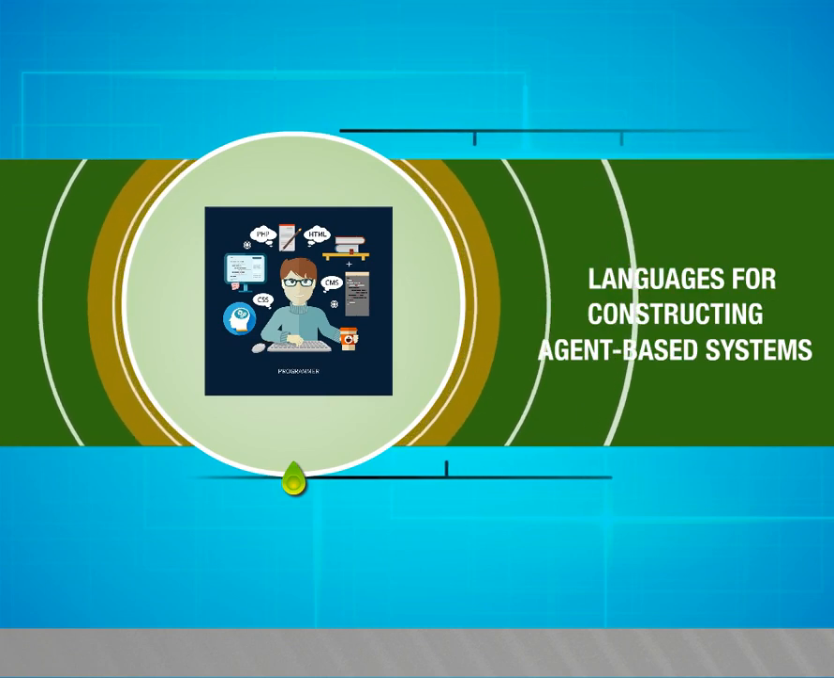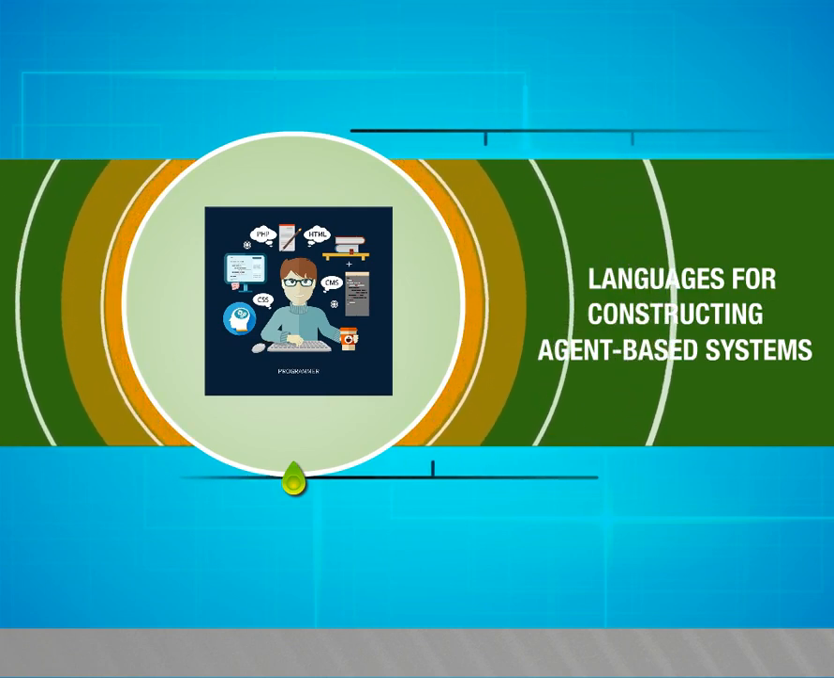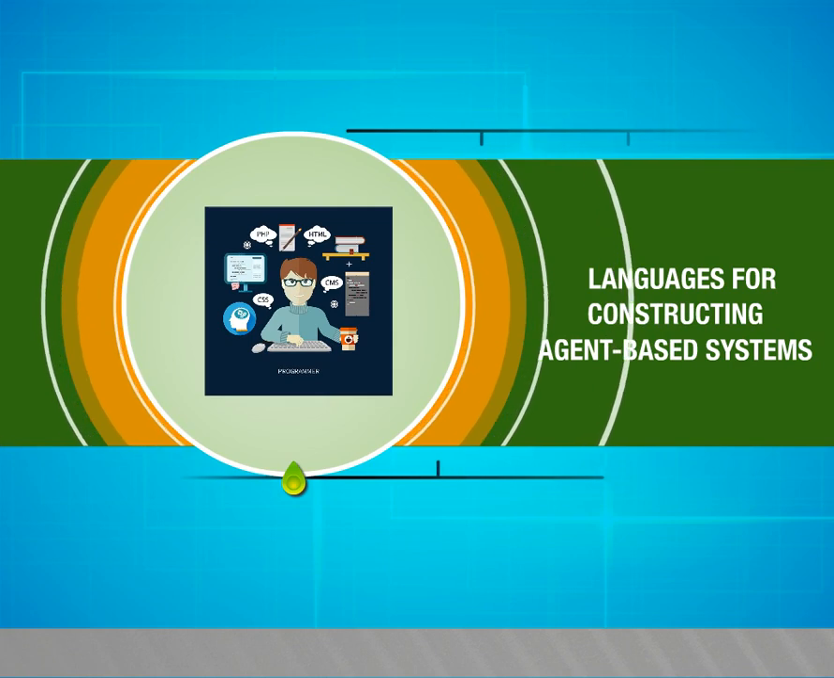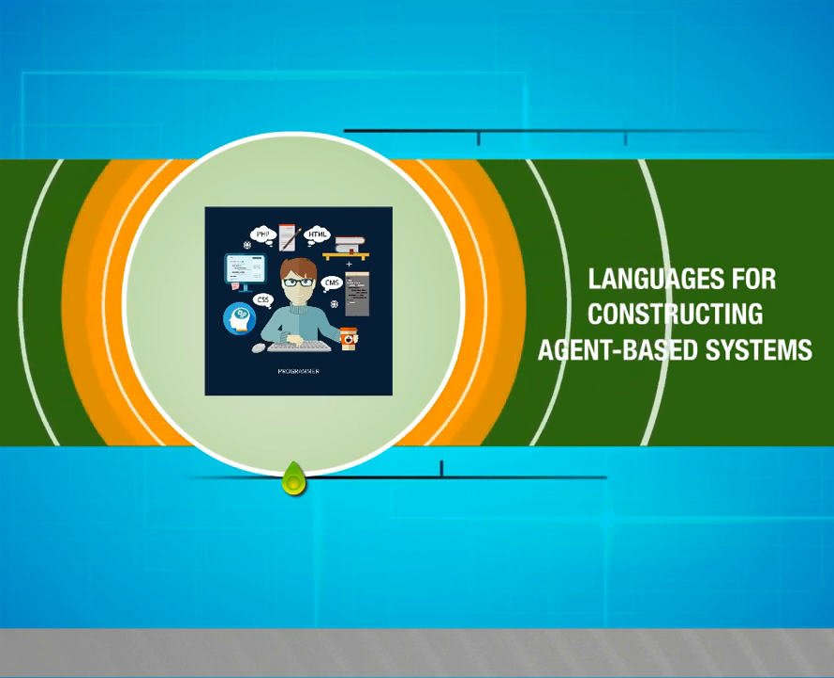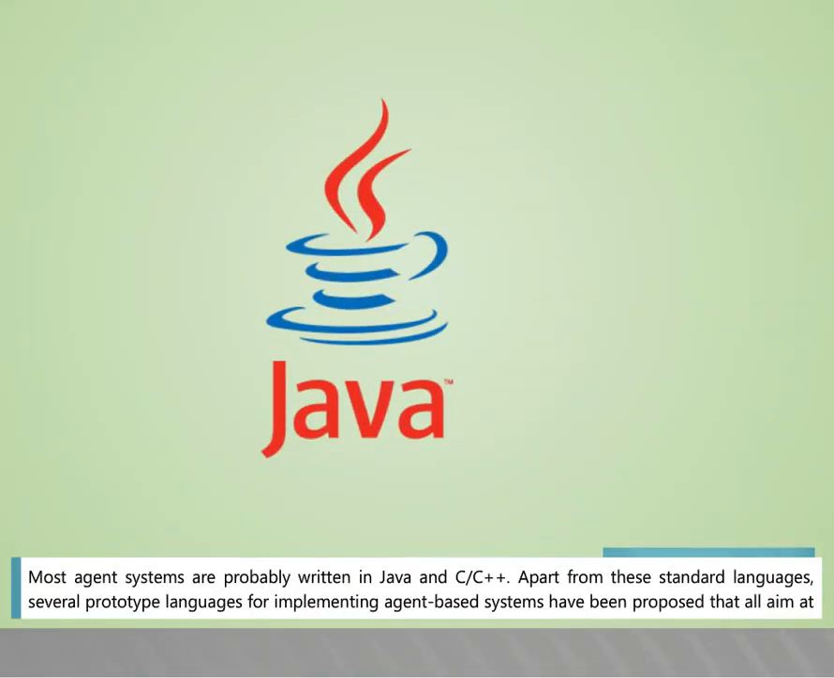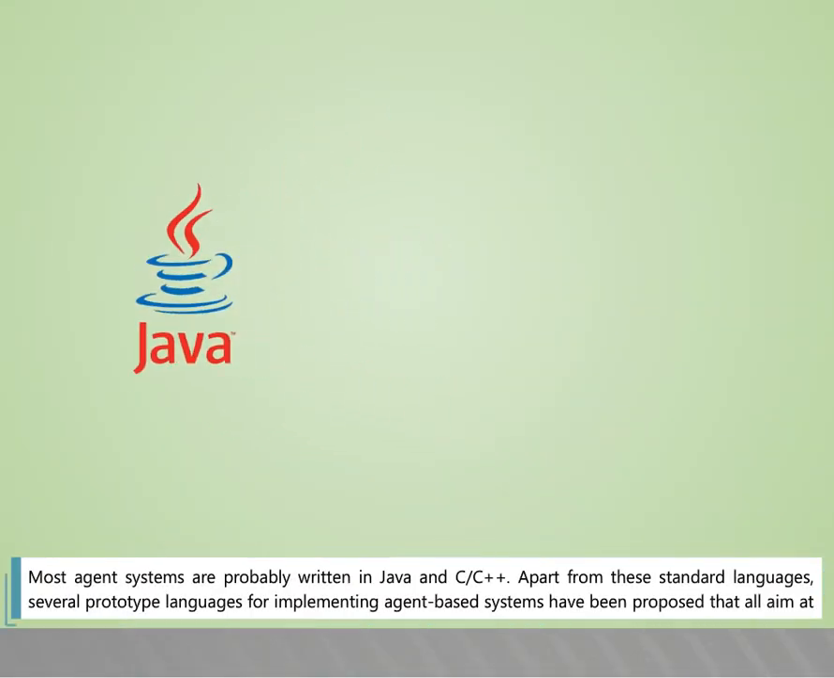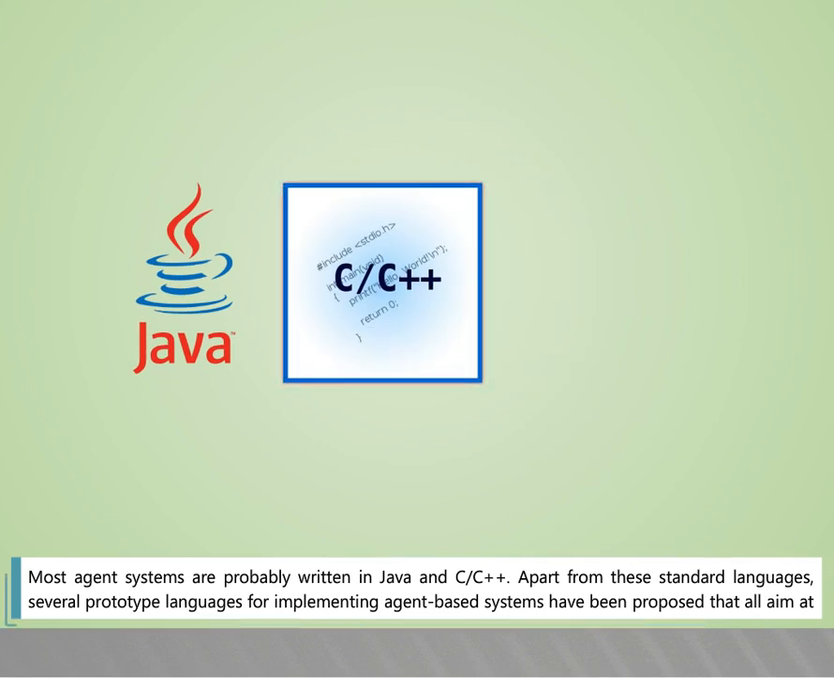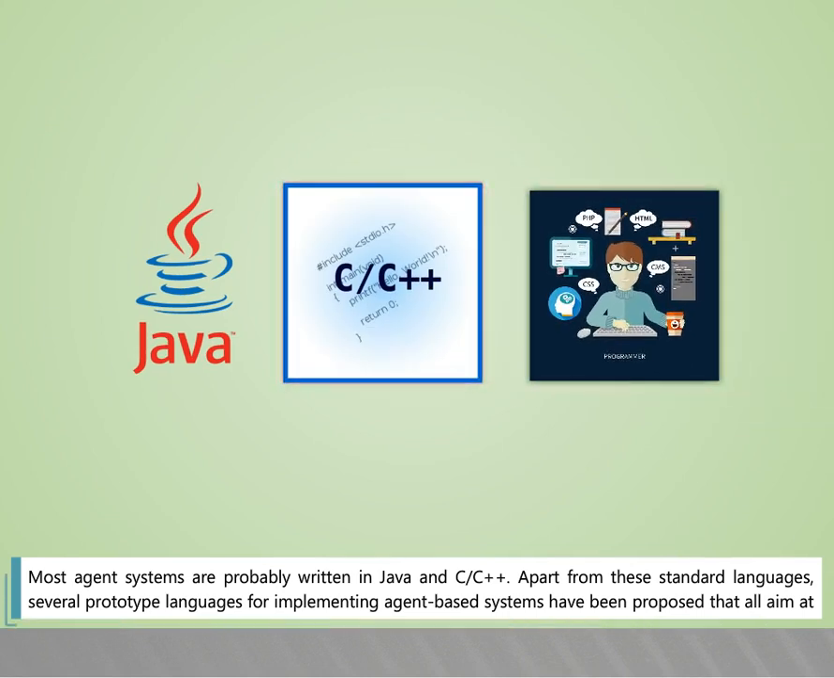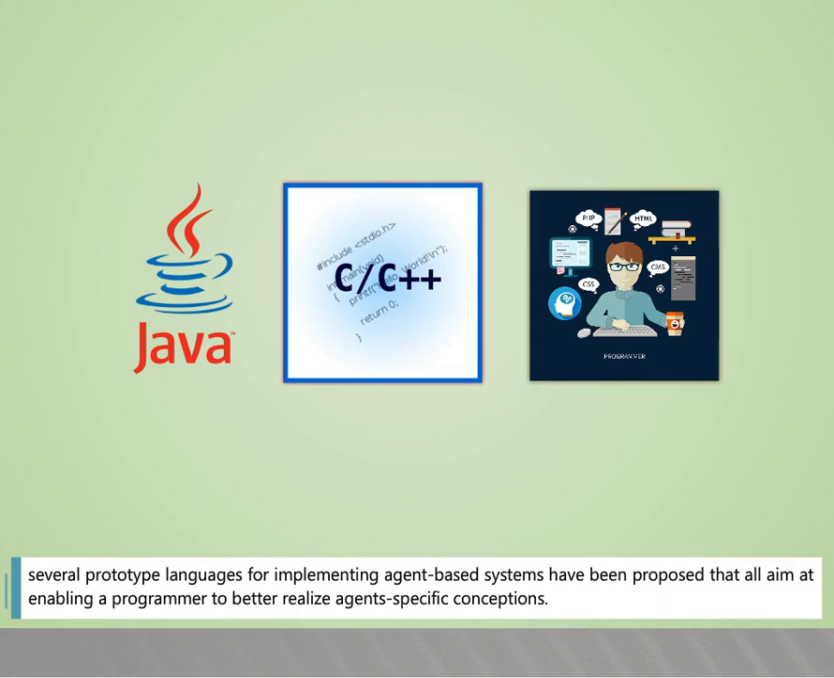Languages for constructing agent-based systems. In this video, we are going to see about languages for constructing agent-based systems. Most agent systems are probably written in Java and C or C++. Apart from these standard languages, several prototype languages for implementing agent-based systems have been proposed that all aim at enabling a programmer to better realize agent-specific conceptions.